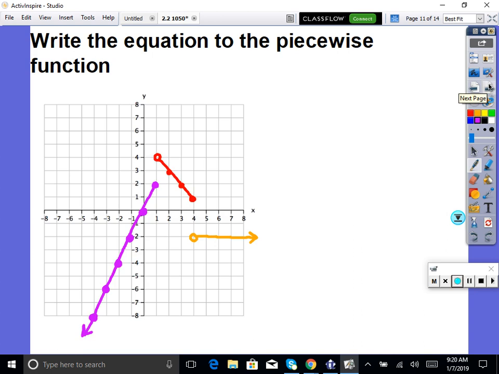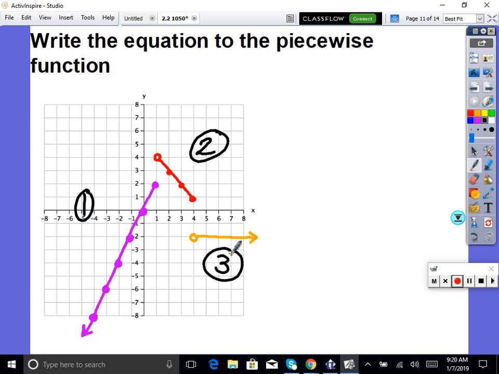All right. So now we're going to go the other way. This is the only example I'm going to do of this. So everybody, it says write the equation to the piecewise function. What I want you to notice is there's 1, 2, 3 pieces. So we are going to have 3 equations.